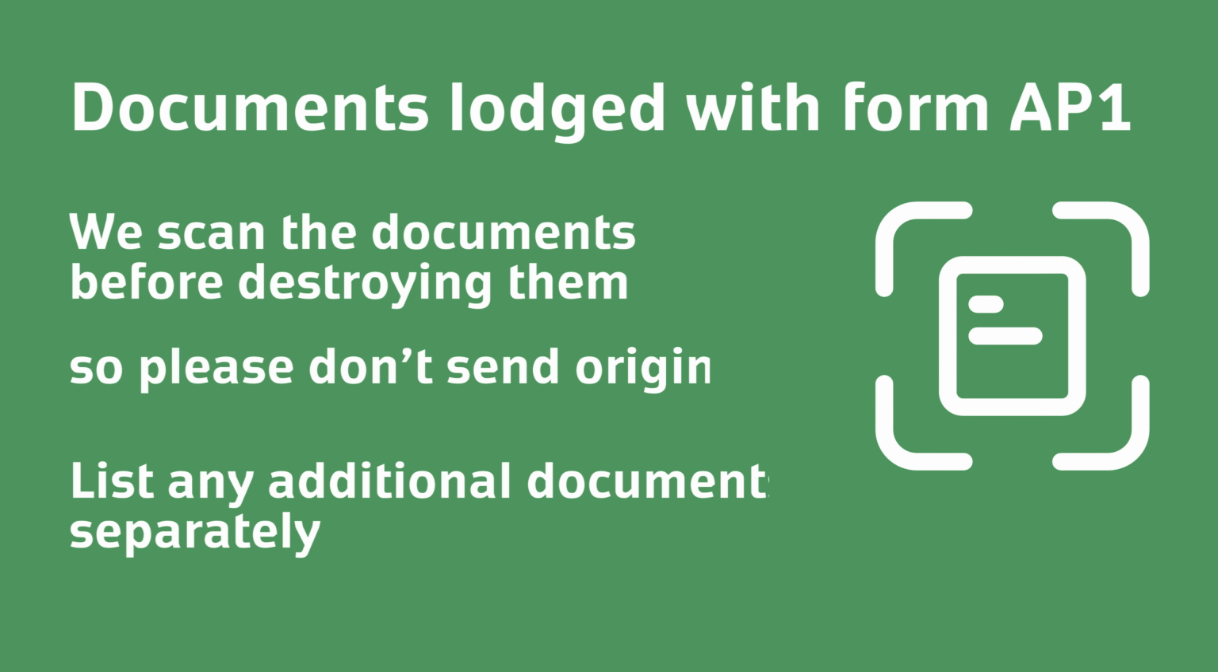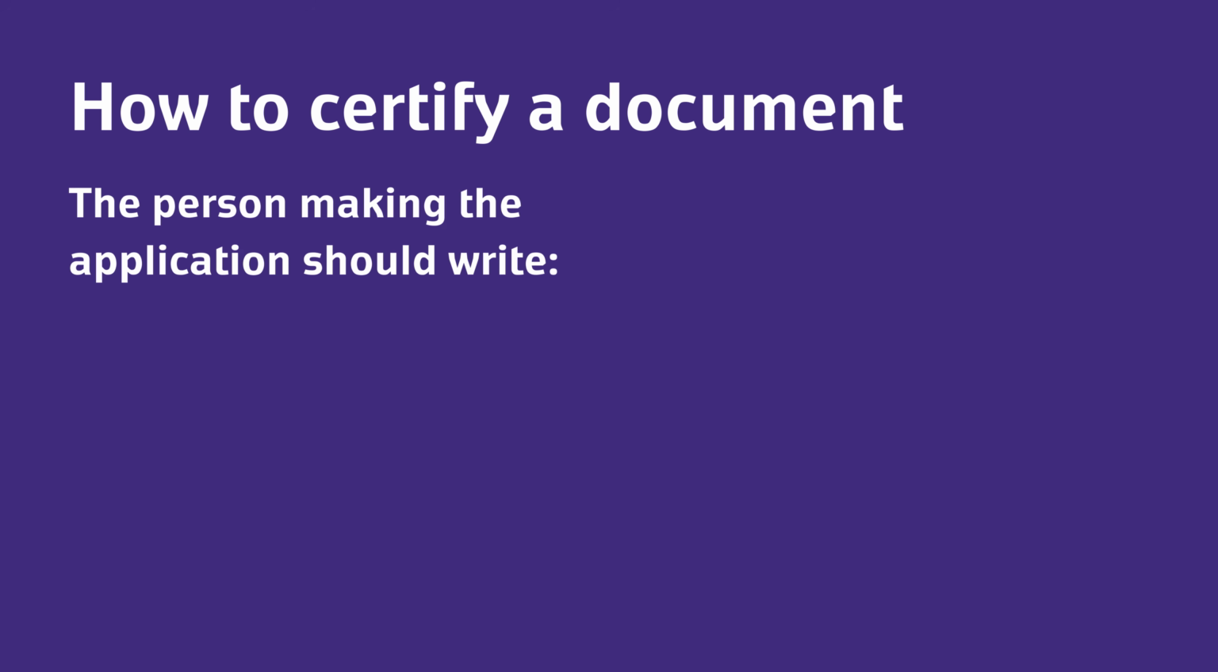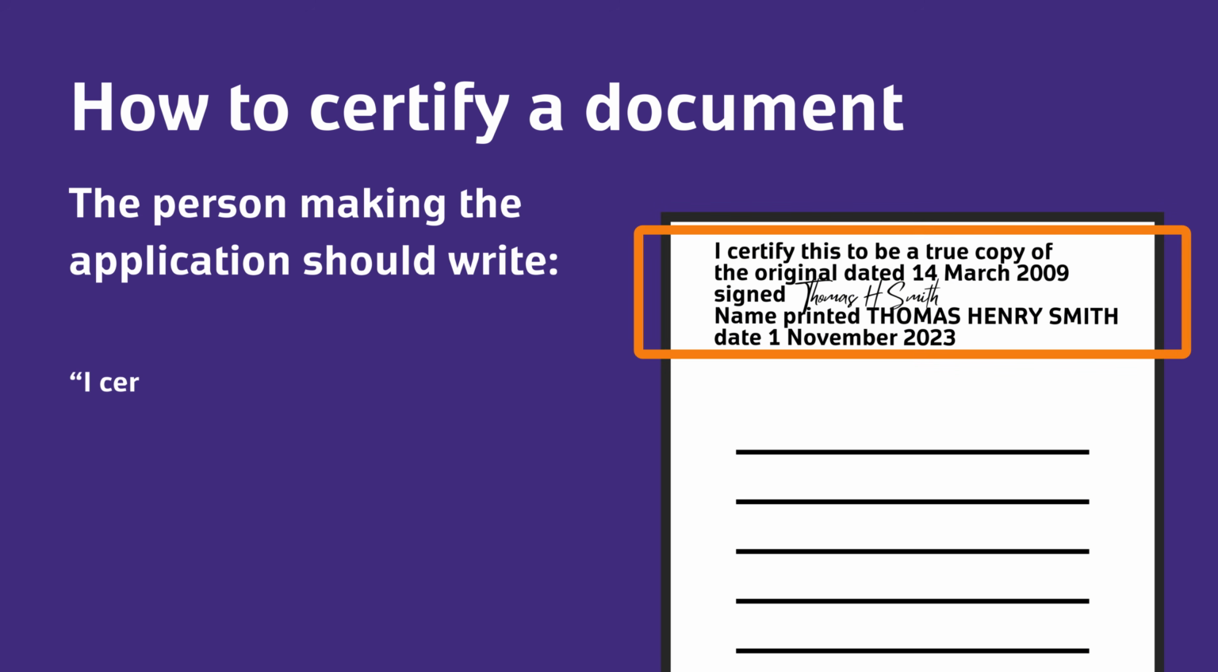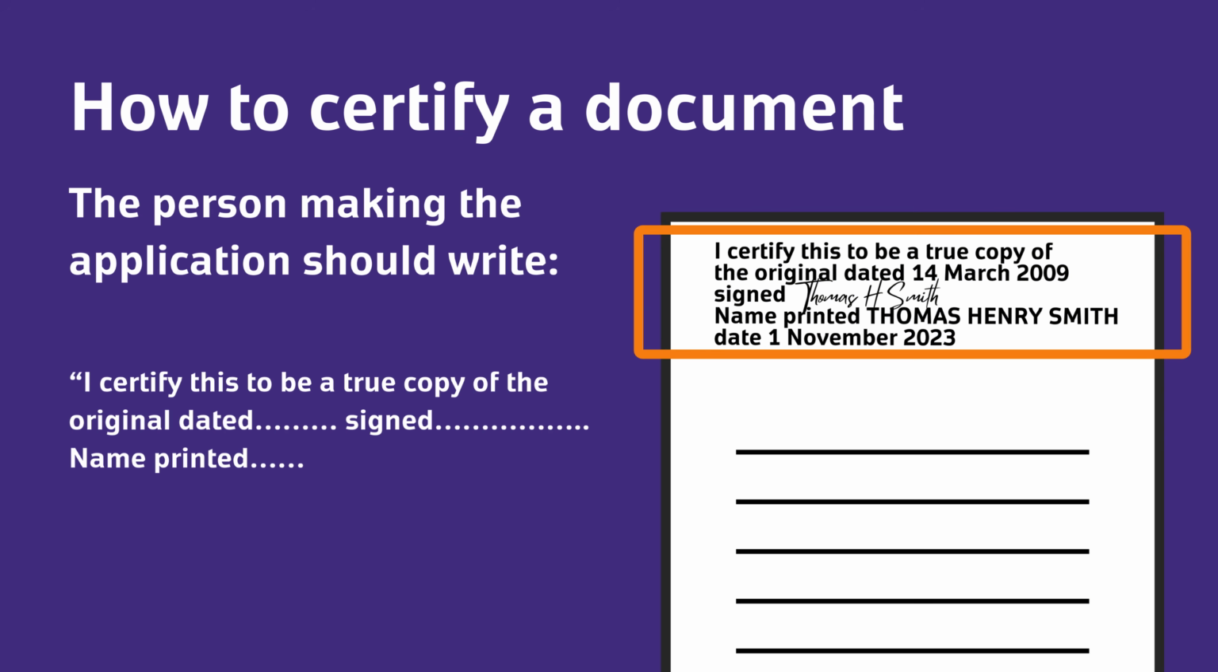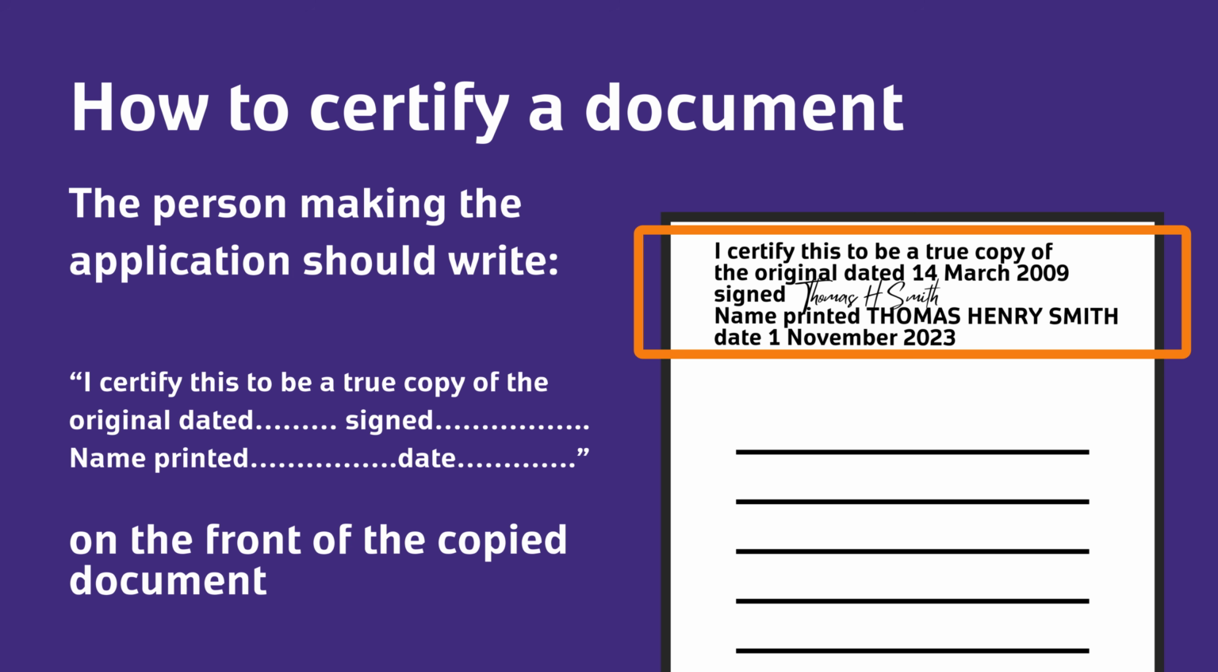We only need certified true copies of deeds or documents you send to us. Once we've made a copy of the documents you send to us, we destroy them, so please don't send us the originals. If you are sending additional documents, please list them as separate documents. To certify that a copy of a document is a true copy of the original, the person making the application should write, "I certify this to be a true copy of the original, dated, signed, name printed, date," on the face of the copied document.